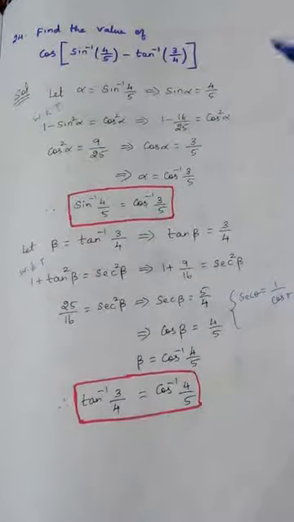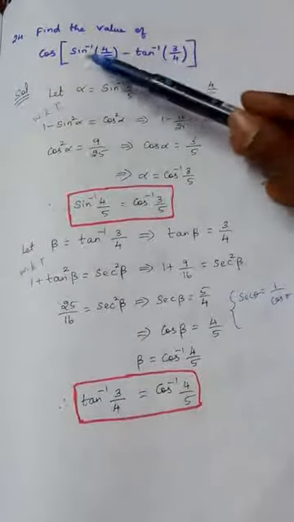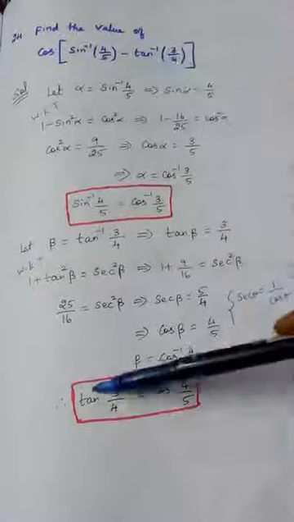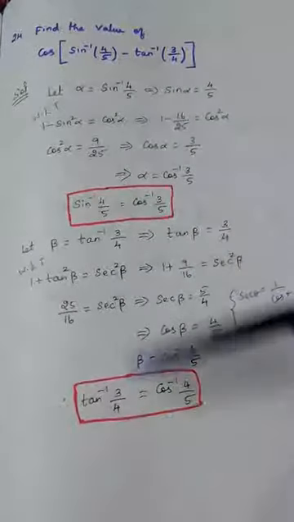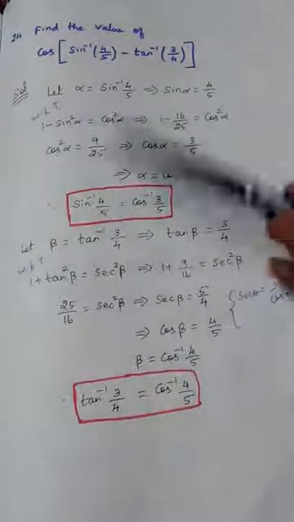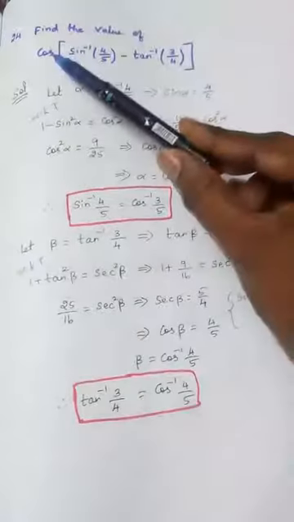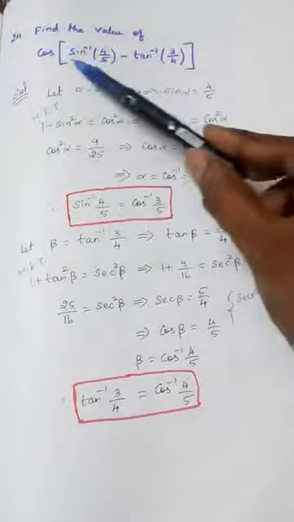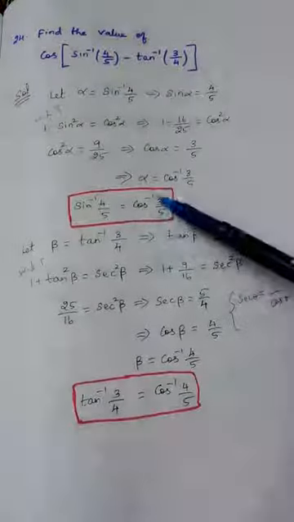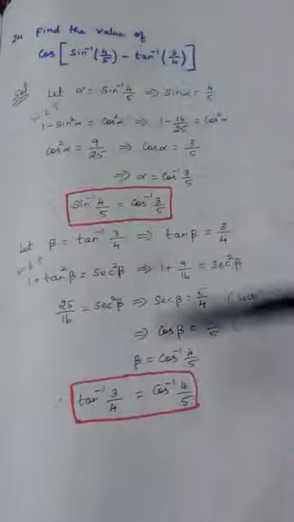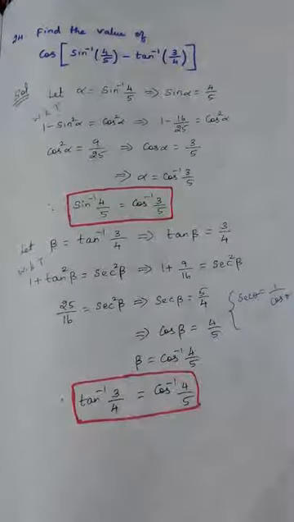So my aim is now fulfilled, because I have converted sine inverse to cos inverse, and I have converted tan inverse to cos inverse. Now everything is converted to cos inverse. So substituting these two values in this question, what will happen? Cos of, in place of writing this, I am going to write cos inverse 3 by 5, and in place of writing this, I am going to write cos inverse 4 by 5.